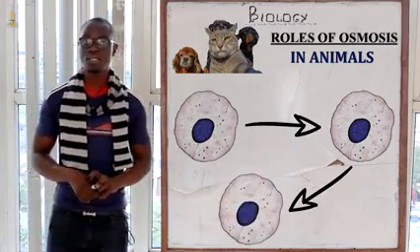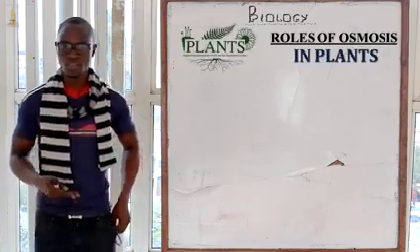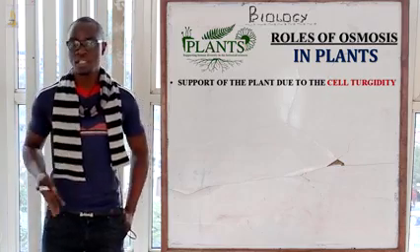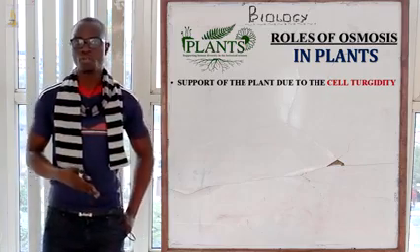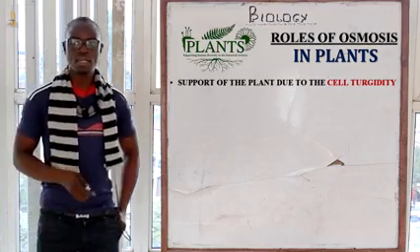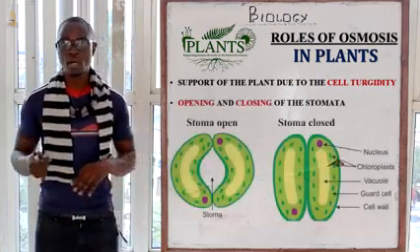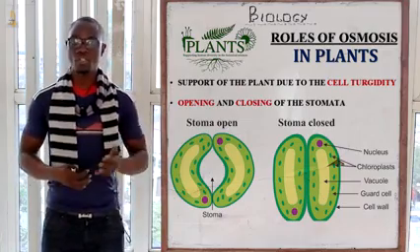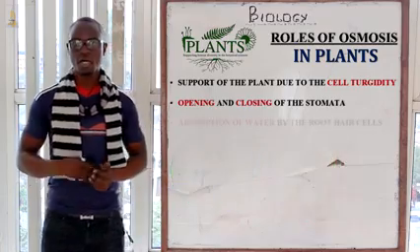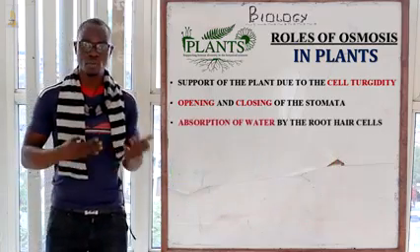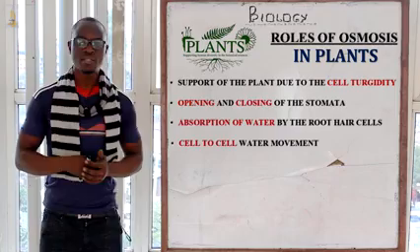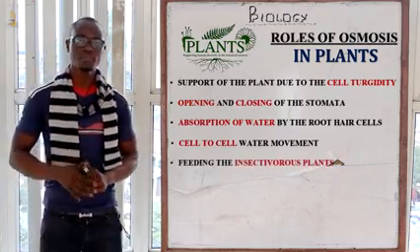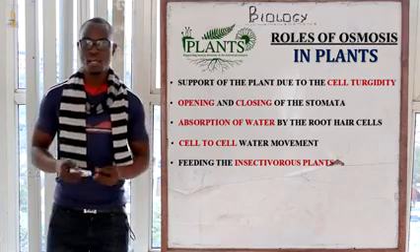So finally, let's look at the roles of osmosis in plants. First of all, we are going to look at support due to turgidity. You remember we mentioned turgidity. Then the next one, we have opening and closing of stomata, which we are going to look at more in the earlier topic, nutrition in plants. Then we have absorption of water from the soil. This is through the root hairs. Then we have cell-to-cell water movement. Then lastly, we have feeding in insectivorous plants.